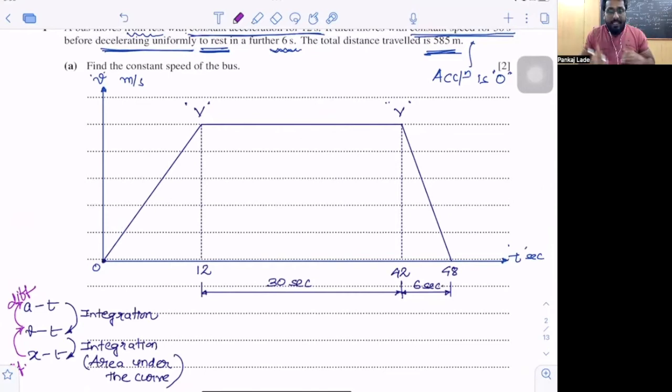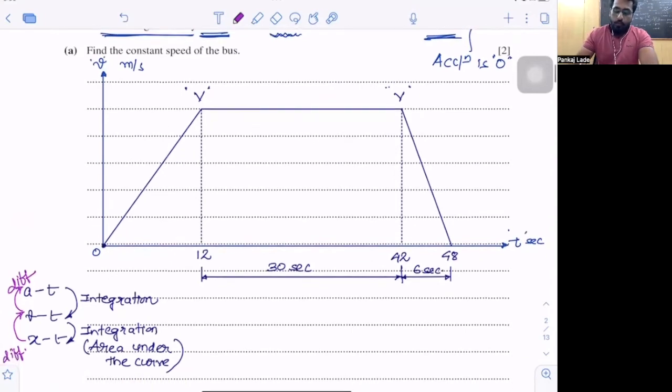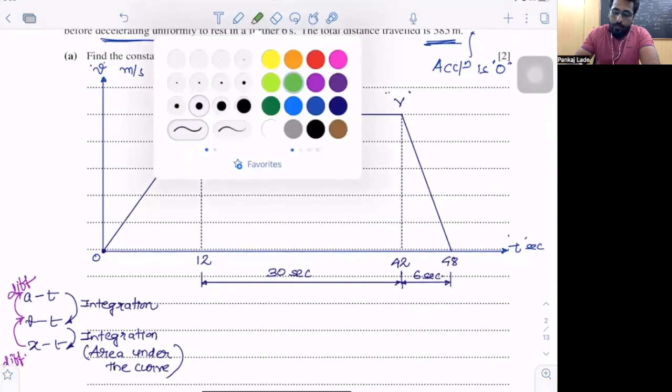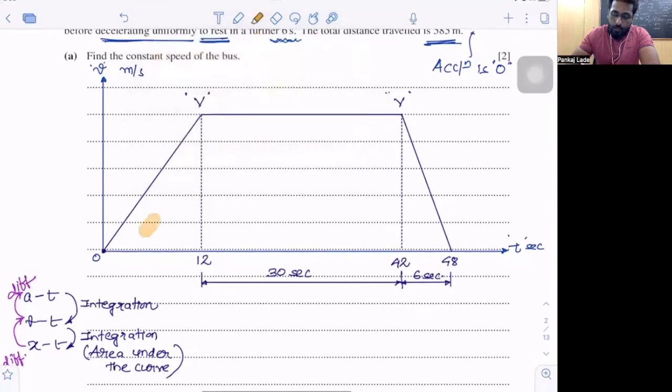So to get the XT curve, what I need to do, if I have the VT curve and I want the XT curve, I do integration, or very simply say, I will find the area under the curve. So can you observe here? If you take this region, I'm going to shade the region for you. Look at this region over here.